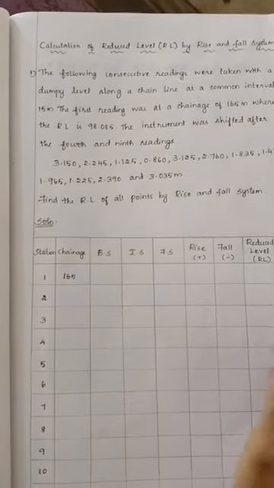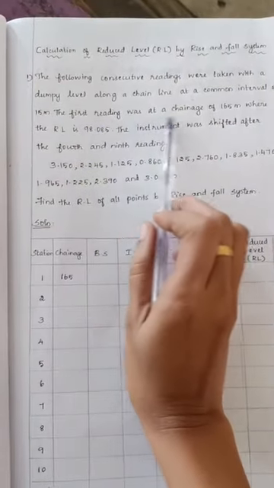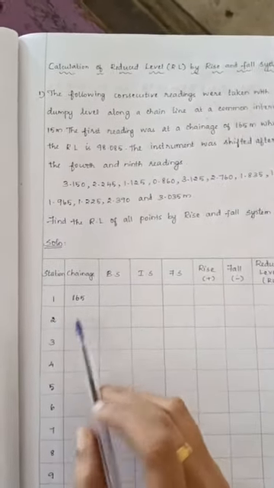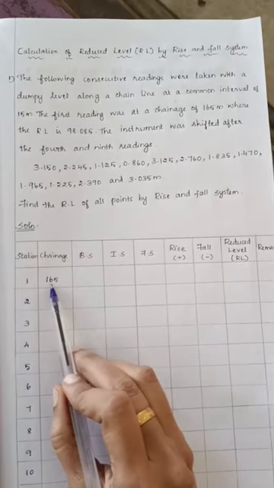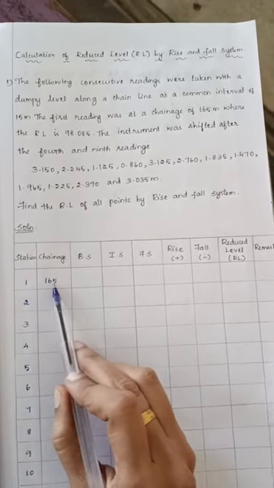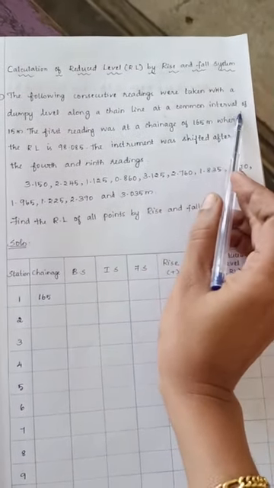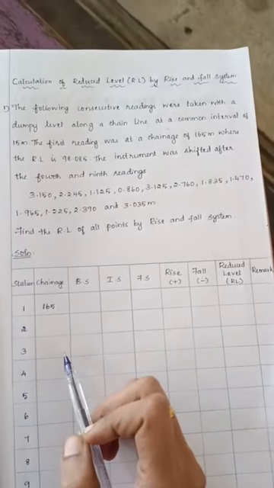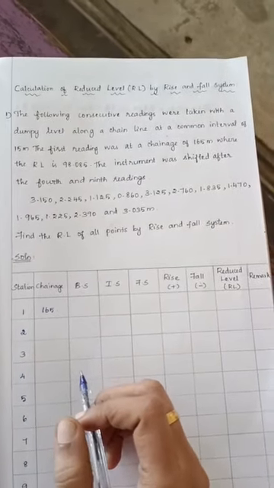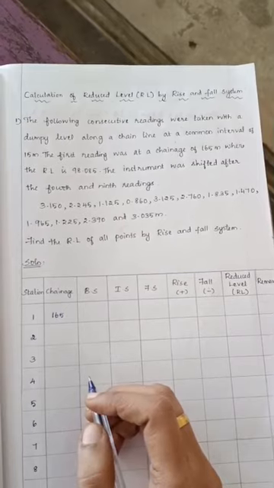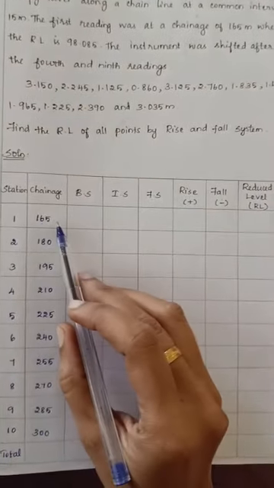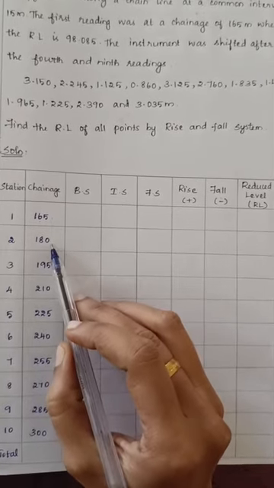In the question they give the first reading was at a chainage of 165 meter. Therefore you have to note the chainage of the first value as 165 meter. Then the chain line is at a common interval of 15 meter. Therefore, you have to increase the chainage by 15 meter, which means 165 plus 15 equal to 180.